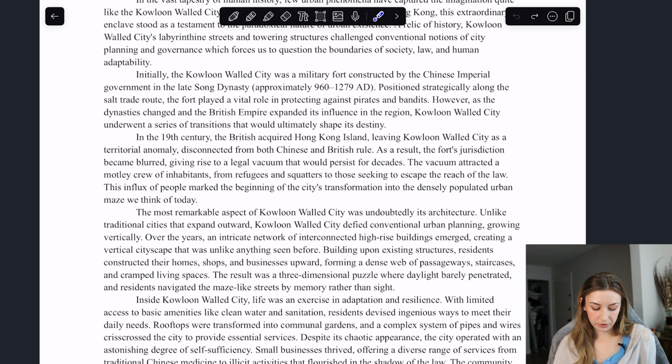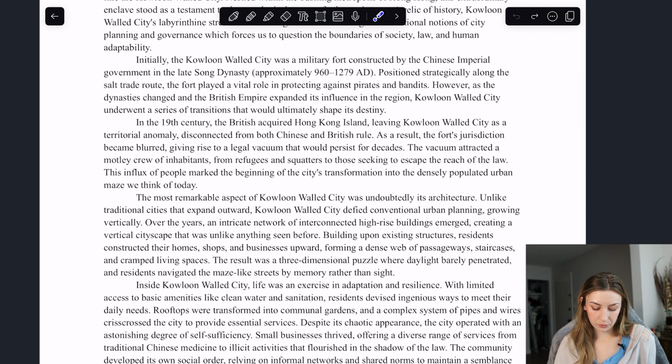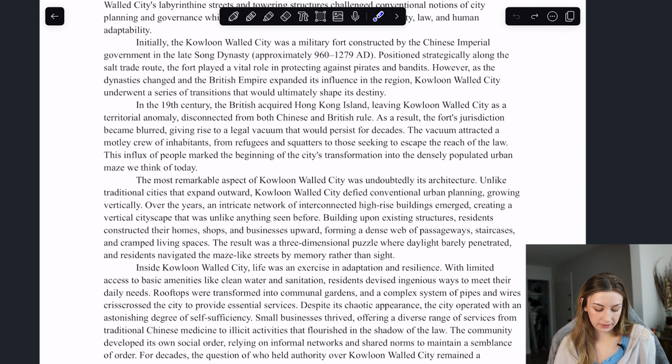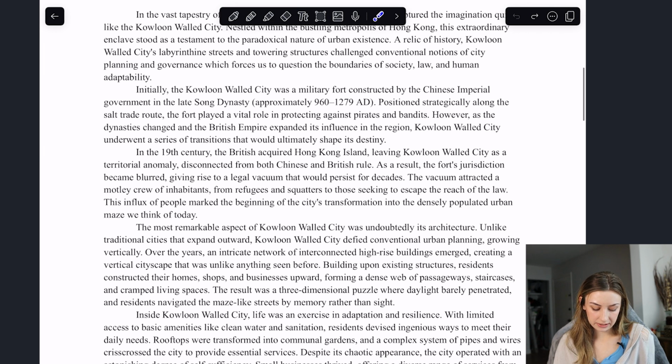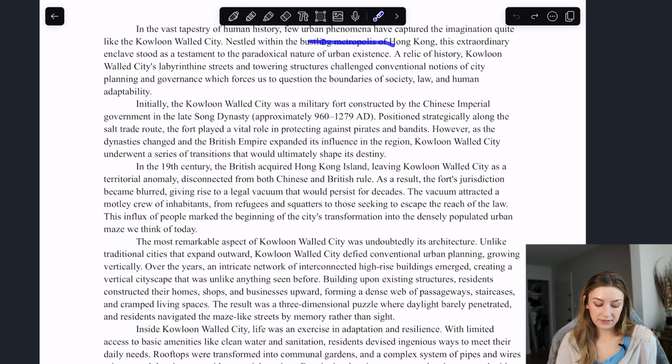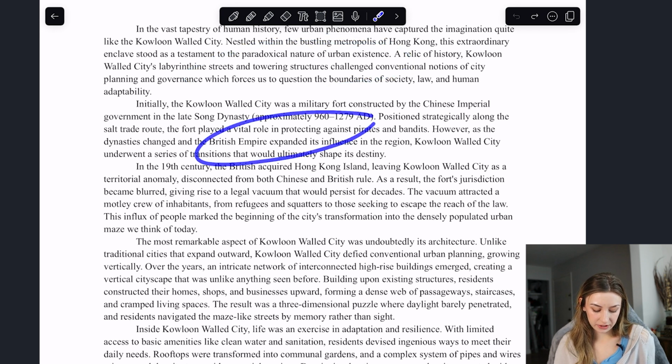In the 19th century, the British acquired Hong Kong Island, leaving Kowloon Walled City as a territorial anomaly, disconnected from both Chinese and British rule. As a result, the fort's jurisdiction became blurred, giving rise to a legal vacuum that would persist for decades. And I'm probably getting a little bit too advanced here for the Four Corners method or for beginners, but this is a new kind of idea. This is a new kind of argument. So we're given a taste of the main idea about this Kowloon Walled City. We're given a little bit of the history, and now we're talking about a legal vacuum, or this Chinese versus British rule.